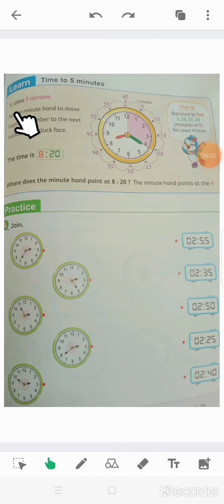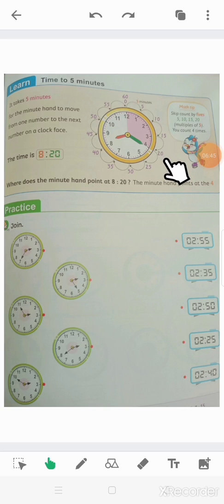It takes 5 minutes for the minute hand to move from one number to the next number on a clock face. Each one, I will use table 5. Let's see here. Where does the minute hand point at 8:20?